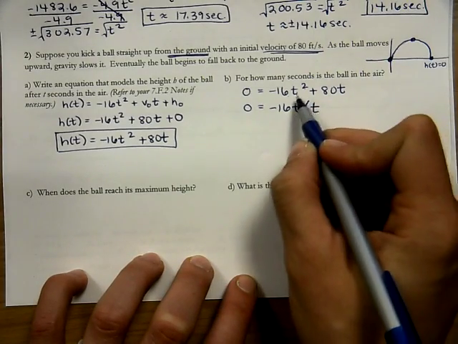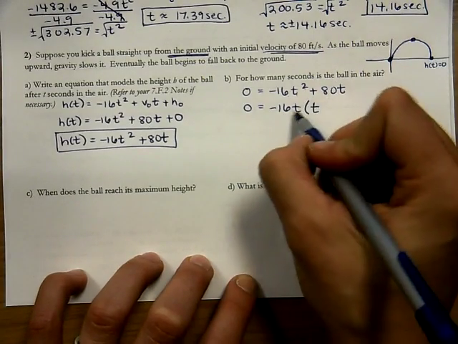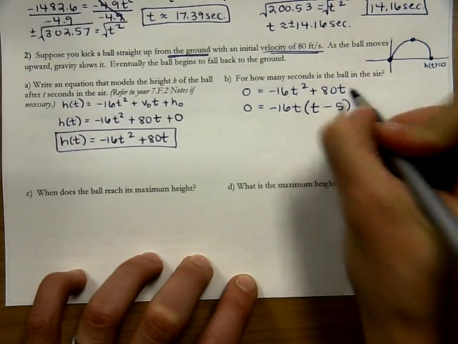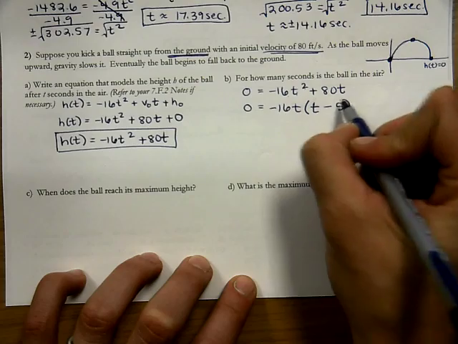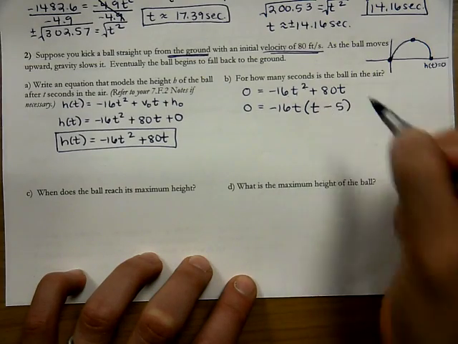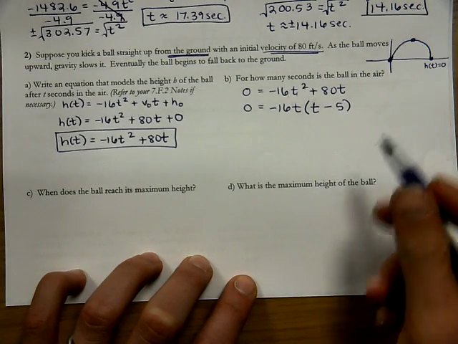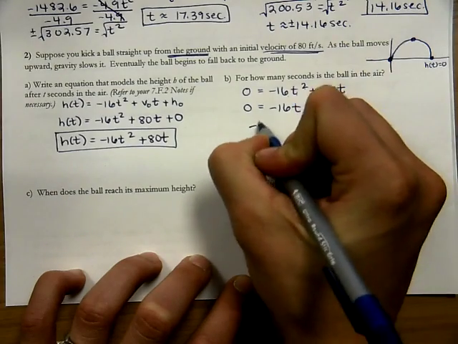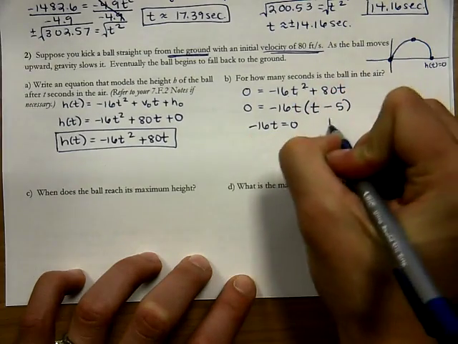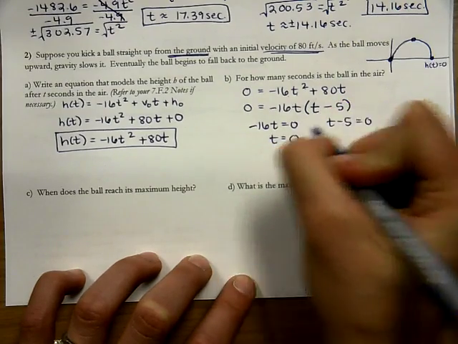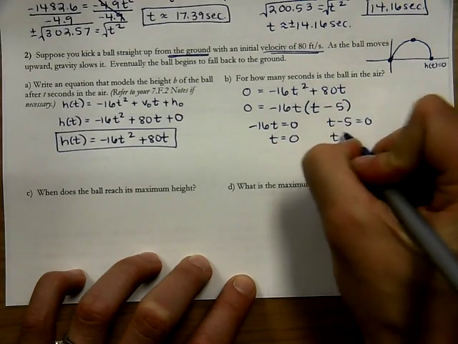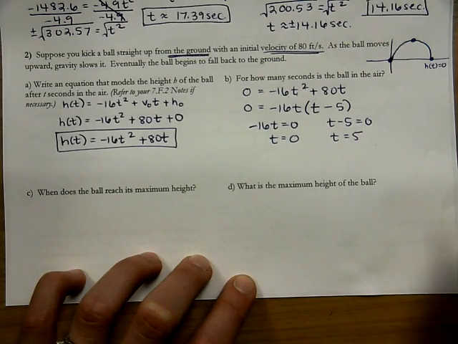Negative 16t times t will give me negative 16t squared. Negative 16t times a negative 5 will give me the 80t. Now when I look inside here, I see that I have a linear factor. There's nothing being squared, so I've factored it as completely as I can. And now I use the zero product property. I set negative 16t equal to 0 and t minus 5 equal to 0. And when I divide both sides by negative 16, I get t equals 0. Add 5 to both sides, I get t equals 5.